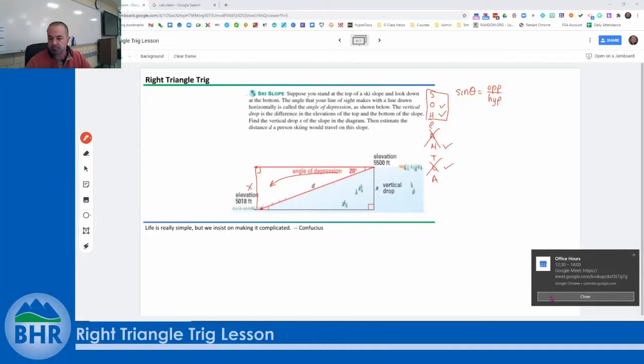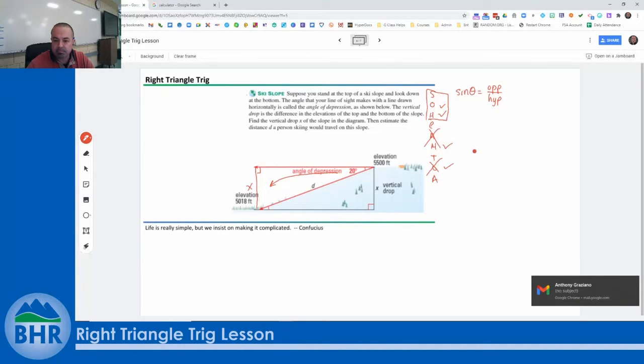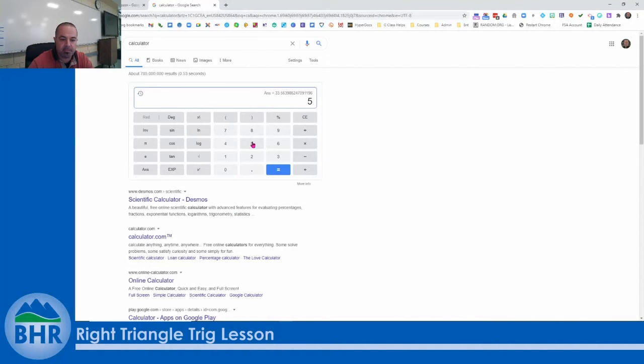So from here, we need to figure out what we have. So I know I have 20 degrees. I have D, but X. Do I know this X? Well, I know that down here is 5018, and then up here is 5500. So that's pretty simple. That's just subtraction.